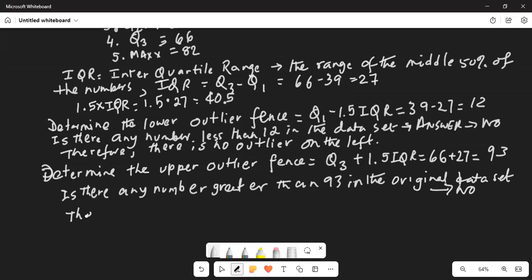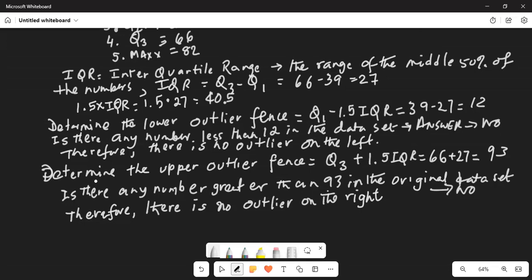Therefore, there is no outlier on the right. So bottom line, there is no outlier either on the left or on the right in this data set.